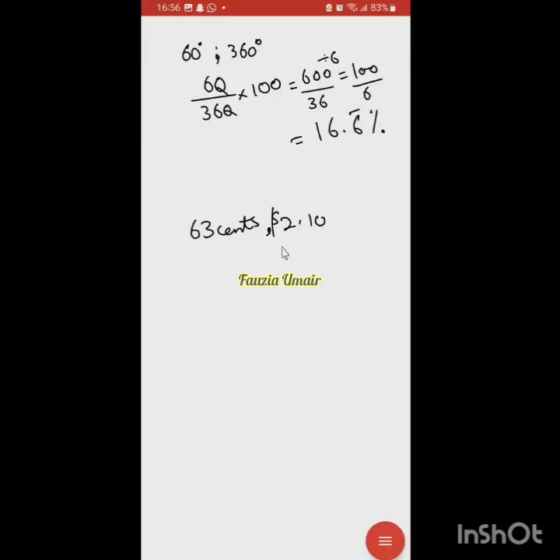$2.10. So do I need to change the unit? Yes. So $2.10 would be 210 cents; you need to multiply it with 100. So 210 cents. We will write the fraction like 63 by 210 and multiply with 100. So we will cut one zero with one zero.